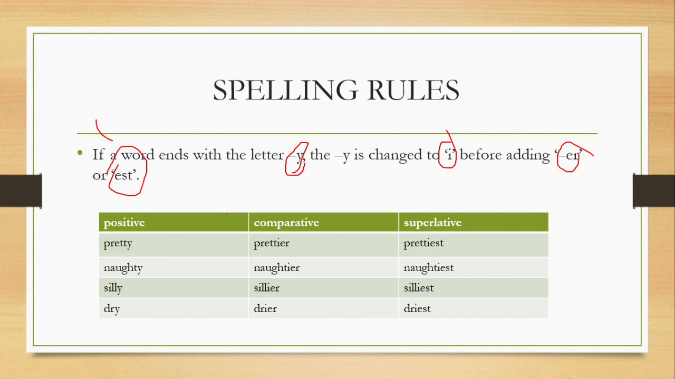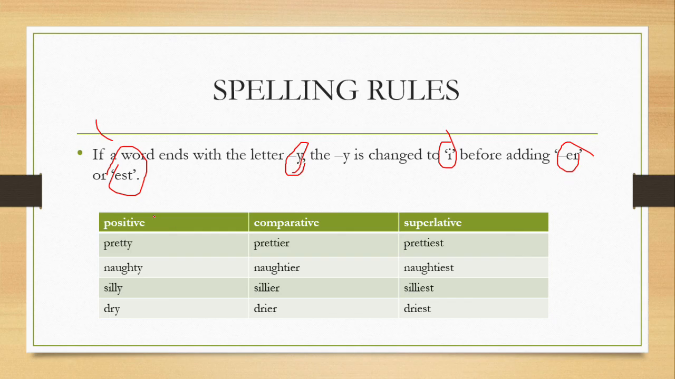The EST. So when you've got a word ending in Y, then you must change that Y to I before you add the ER or the EST. What are we talking about? Let us look at these practical examples here. Pretty, we have pretty. Pretty is ending with what? Y. What are the rules saying? You change the Y to I before you add the ER or the EST.